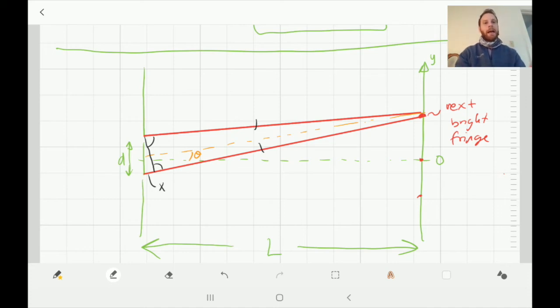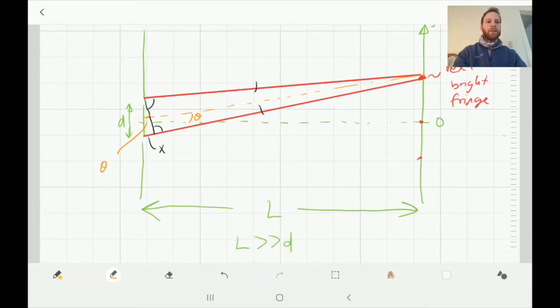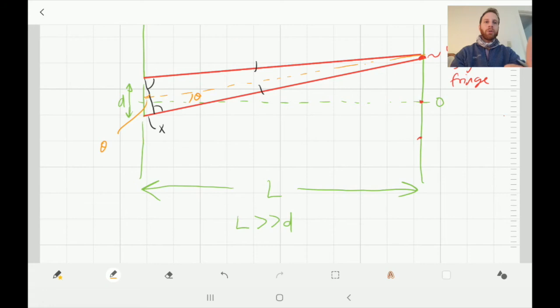Now, the fact that this is the angle theta there, it turns out you can show that this is also the angle theta. Which means that, given that this is in fact a right triangle, you can show that sine of theta is simply equal to the opposite over the hypotenuse, in other words, x over d.